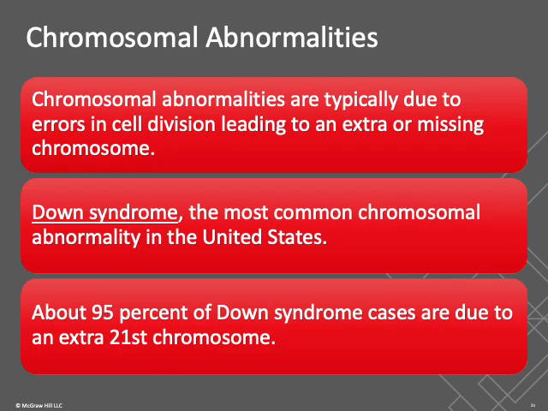Chromosomal abnormalities are typically due to errors in cell division leading to an extra or missing chromosome. Down syndrome, which is the most common chromosomal abnormality in the United States, is due to an extra 21st chromosome in about 95% of cases.